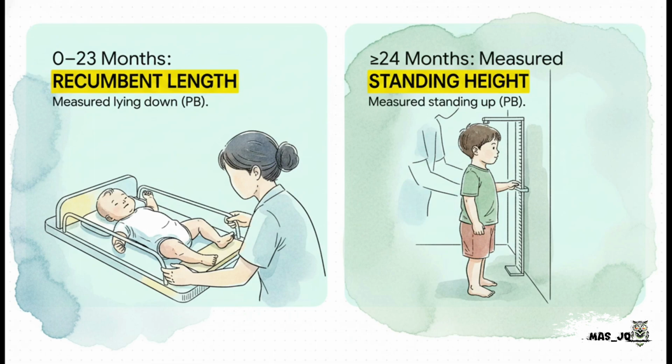Right off the bat, you can't just measure every child the same way. The technique actually changes depending on how old they are. For babies and toddlers up to 23 months old, or really any kid who can't stand up straight and steady, you measure them lying down. This is called recumbent length.